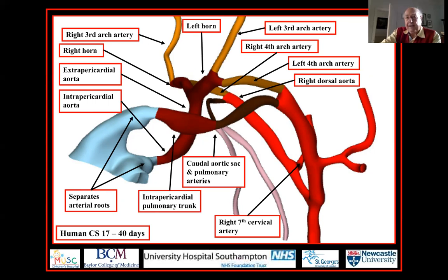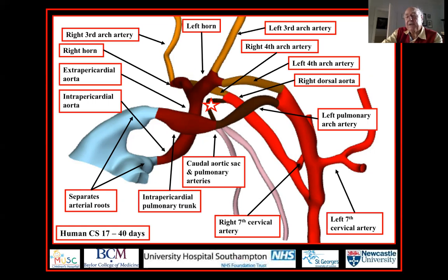And it, as it exits from the pericardial cavity to become continuous with the caudal part of the aortic sac, now gives rise to the dominant left pulmonary artery, with ongoing attenuation of the right pulmonary arch artery. And at the same time, there is ongoing cranial movement of the 7th cervical artery.